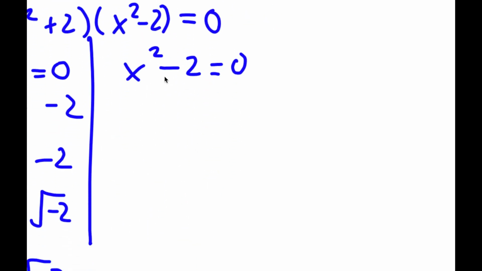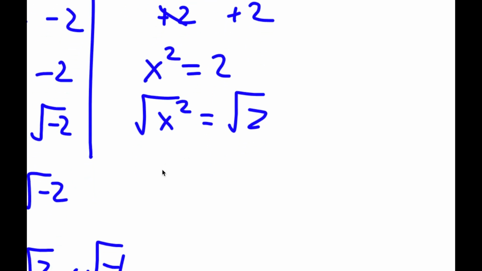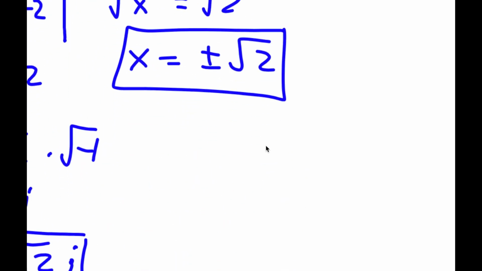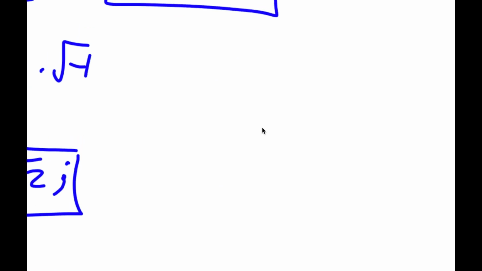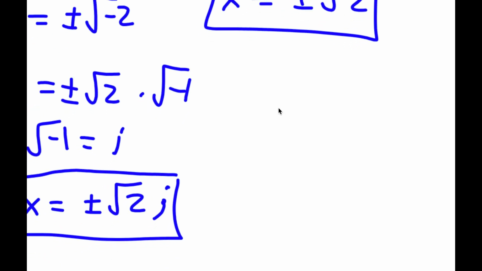Now for this one, I have x squared minus 2 equals 0. This time I'm going to add 2 on both sides. These two cancel out, and I get x squared is equal to 2. And now I'm going to take the square root on both sides. Square root of x squared is x, so I get x is equal to plus or minus square root of 2. So now to check, those are our 4 solutions to this problem.